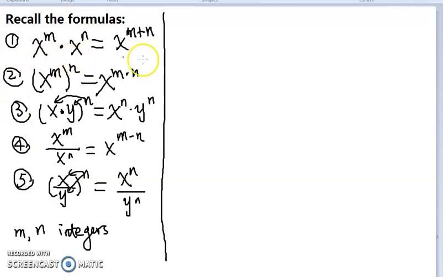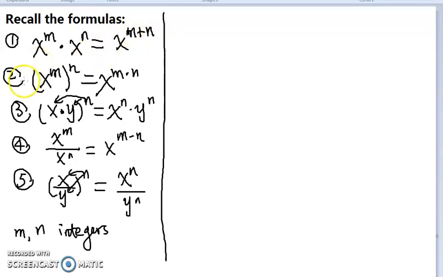So let's review these 5 formulas first. X to the mth times x to the nth. If it's multiplication and they have the same base, we get x to the m plus nth, because when m and n are both positive, it's like multiplying m copies of x and n copies of x, and together we have m plus n copies of x.